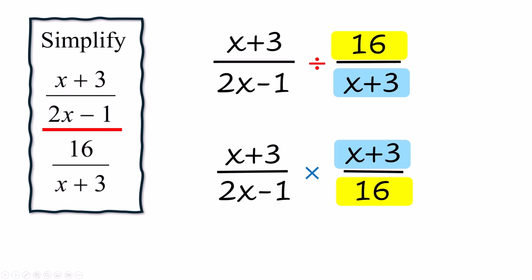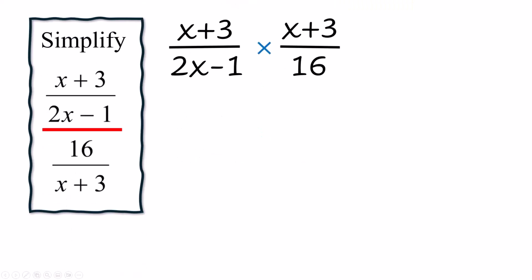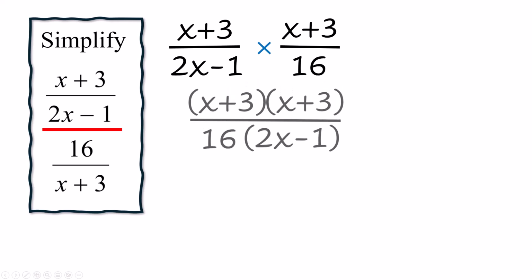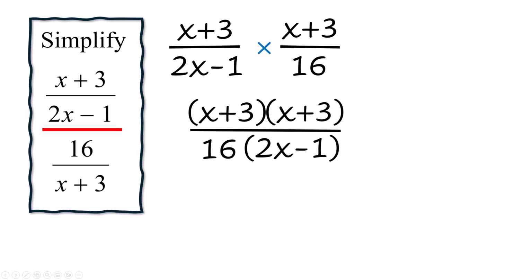Now we just multiply fractions like we normally do, except these have x's and stuff. We've got x plus 3 over 2x minus 1 times x plus 3 over 16. So this becomes one fraction where you multiply the numerators. When you multiply fractions, that's the easiest one. You just multiply numerators and you multiply denominators. So we have x plus 3 times x plus 3 over 16 times 2x minus 1.